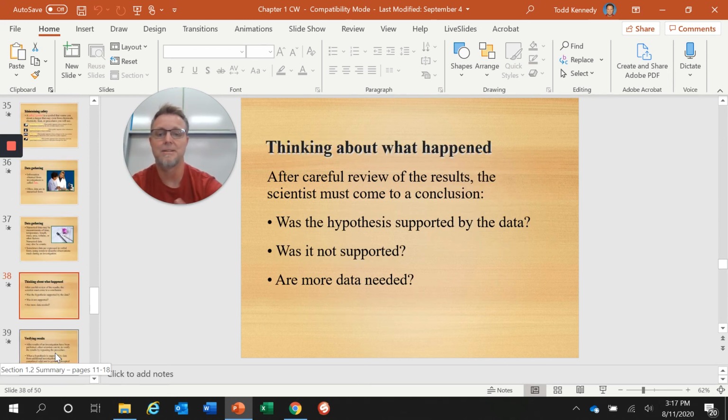Okay. Now, using that data, it's very important that we tie it back to our hypothesis and come up with some sort of conclusion. That's the next step in the scientific method. We need to ask ourselves, did our data support our hypothesis? If it did, great, we're ready to go on to the next step. If our hypothesis was not supported, then the next step would be to go back to your hypothesis, revise it, and start over.